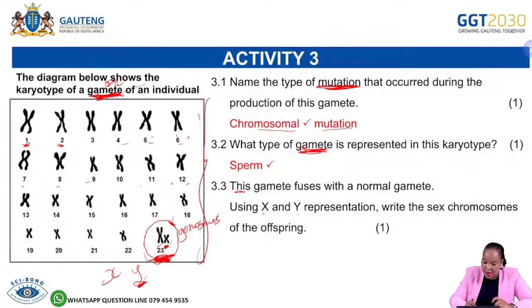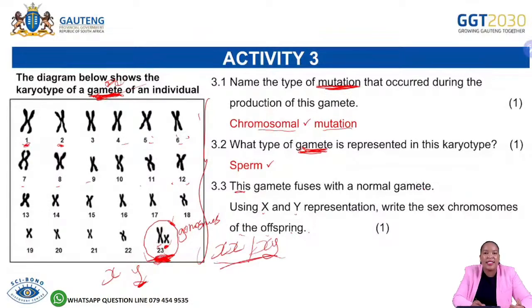Now, using X and Y, we're coming back to our question. Representation. Now they are telling you what to use. Write the sex chromosomes of the offspring. Normally you have XX and XY. But with this gamete, are you going to have the same clean result? Because there's a gamete with an extra chromosome and a chromosome that was not supposed to be there, our offspring is going to have XXY. I wrote where the answer is supposed to be, just for clarity: it's going to have XXY.